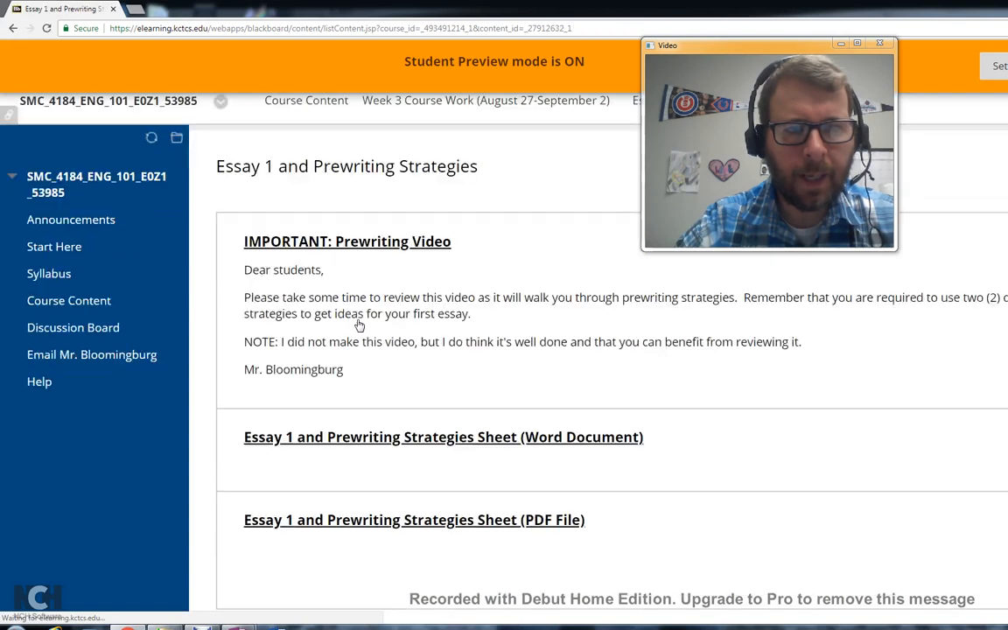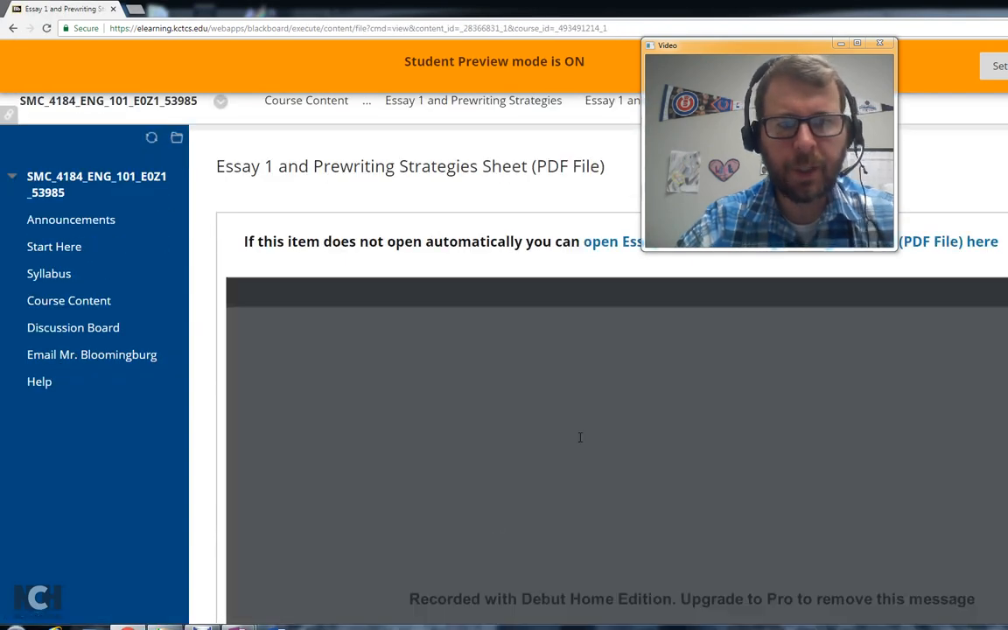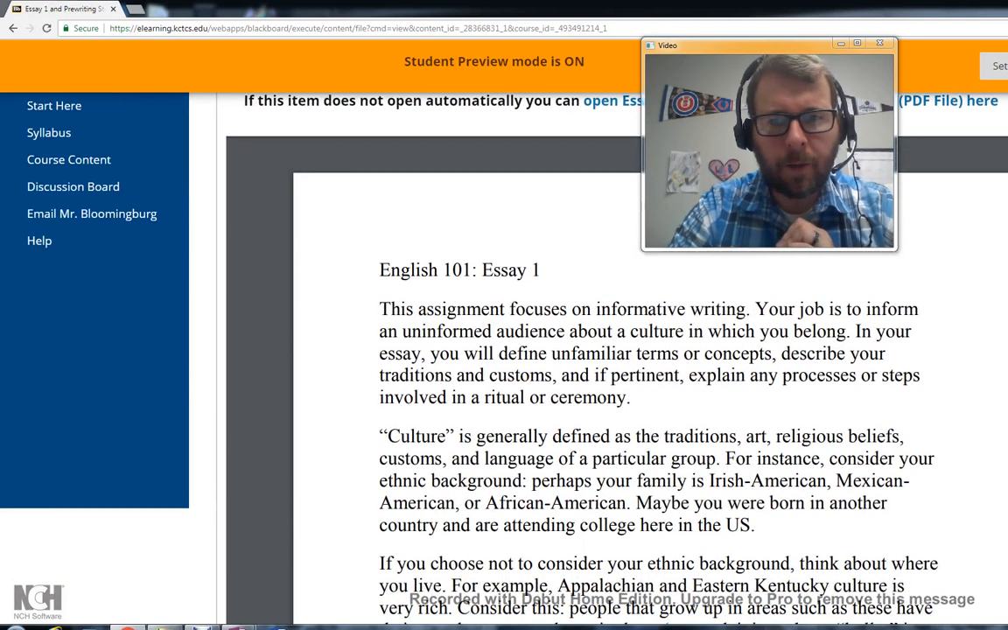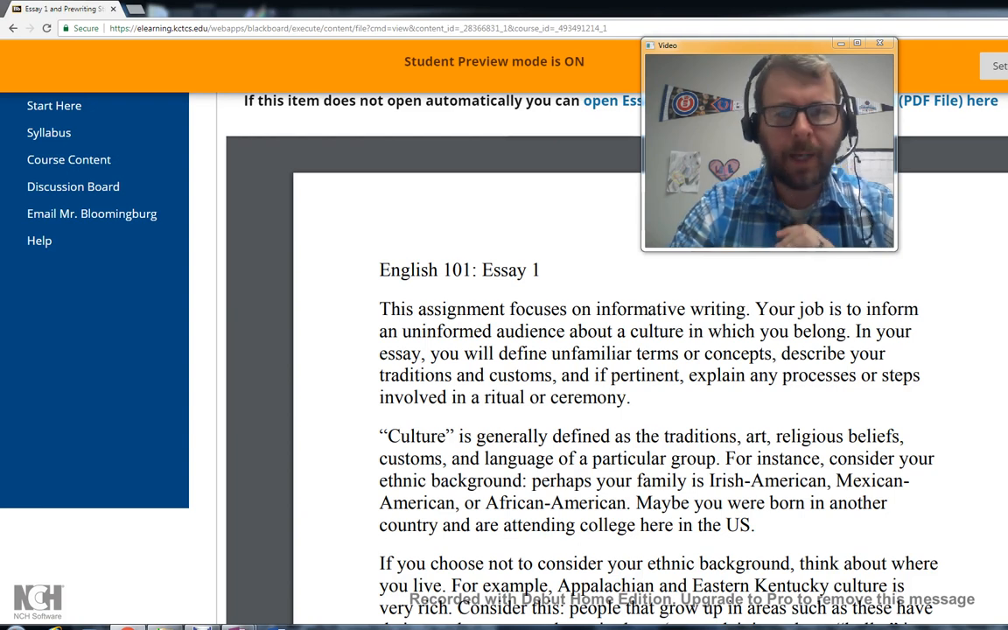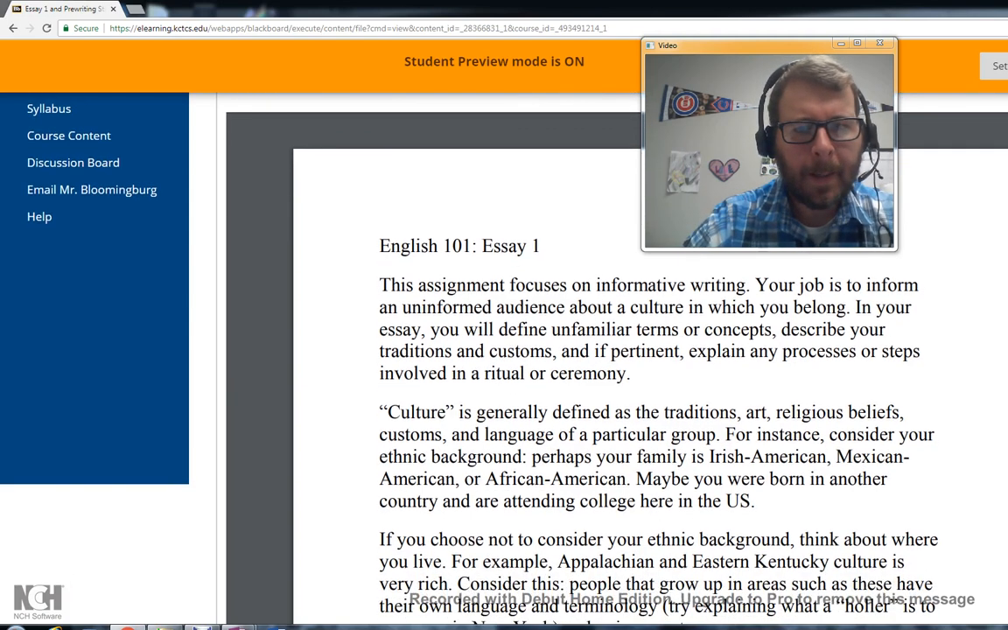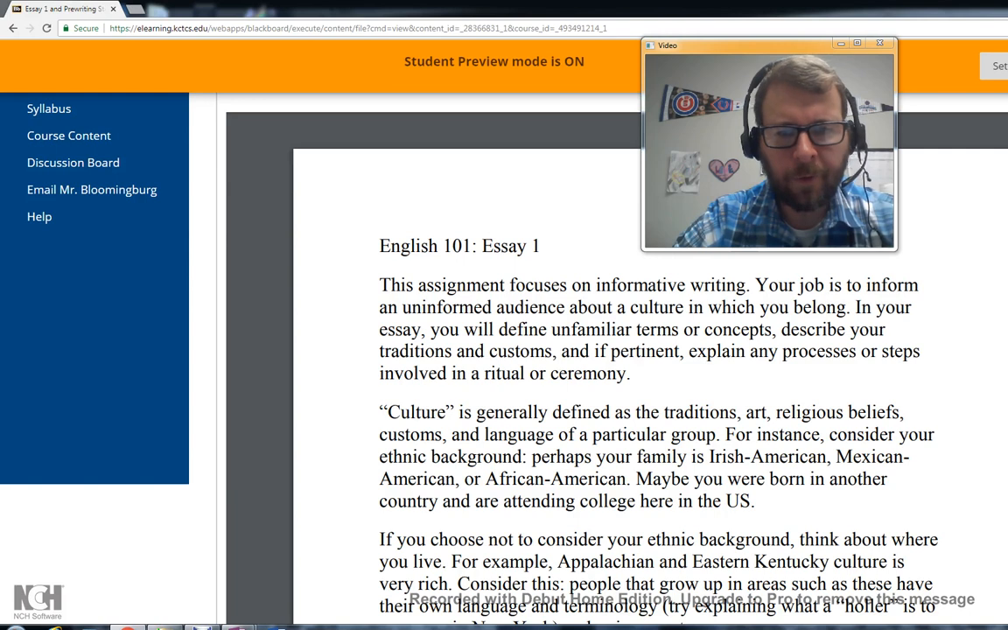Now, Essay 1, we're going to take a look at the assignment sheet for just a moment. Now, this may seem like an awkward transition coming off of Milgram, but I want to make you aware or maybe remind you of how important the role of culture played in the experiment, and the fact that some people were fully compliant with the orders of Milgram or the conductor of the experiment, while some were able to buck that authority. And culture, as defined on the assignment sheet, is defined as the traditions, art, religious beliefs, custom, and language of a particular group.